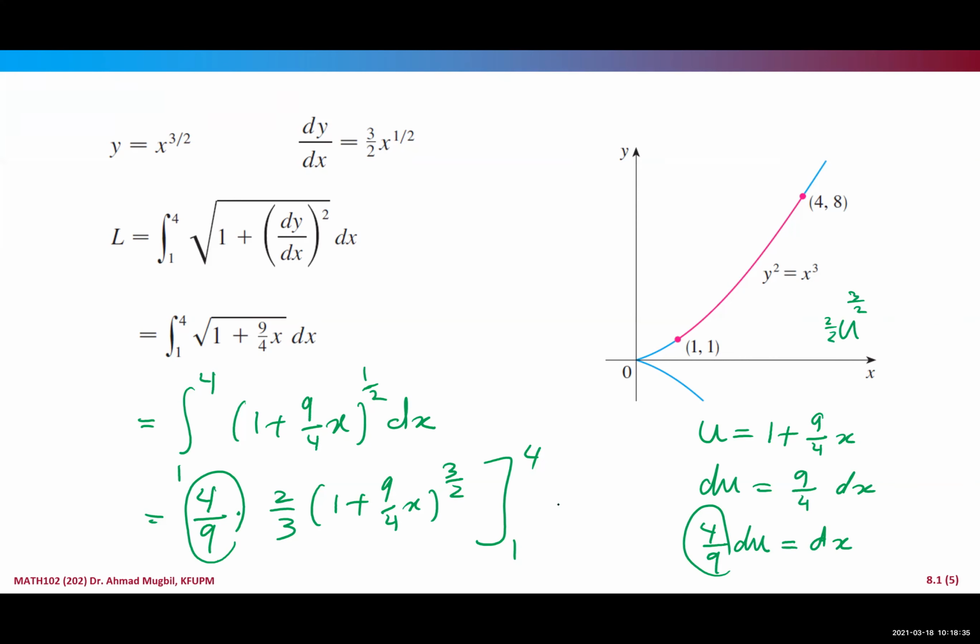Of course, I expect from you, guys, after these long weeks of integrating, to be able to do it. But of course, if you are not, you can use the U substitution. It is more guaranteed, of course.